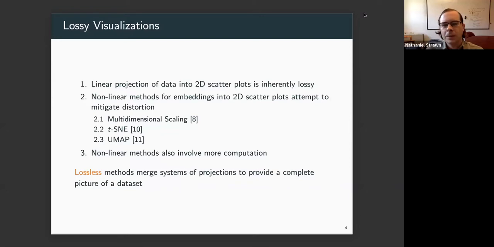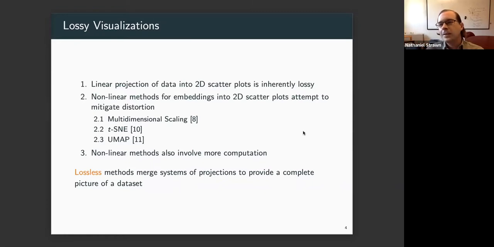The standard methods are multi-dimensional scaling, stochastic neighborhood embedding, and more recently, the UMAP method. On the other hand, nonlinear methods will always involve more computation. UMAP is still pretty efficient, but there is some computational overhead, especially if you have a large number of points in really high dimension. This could be an issue. So you can construct algorithms that try to do the best in the lossy scenario. However, you can just avoid that entirely by constructing a visualization that's completely lossless.